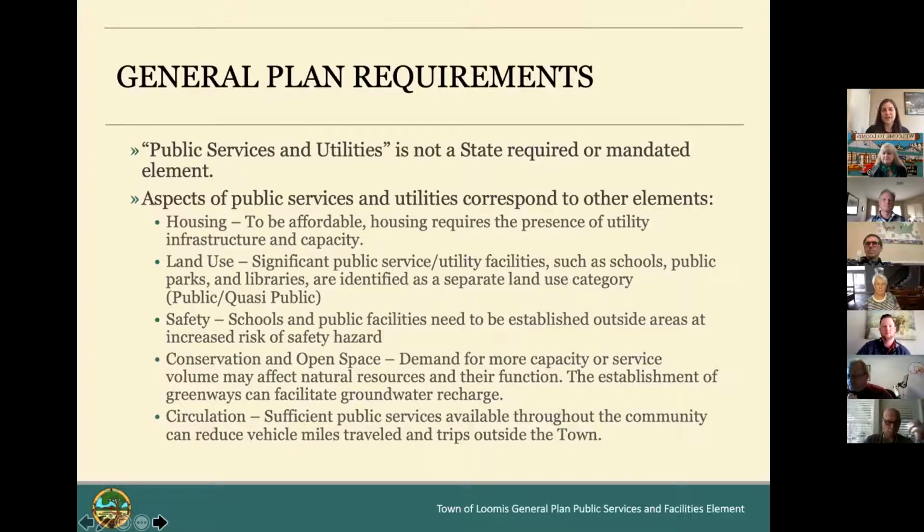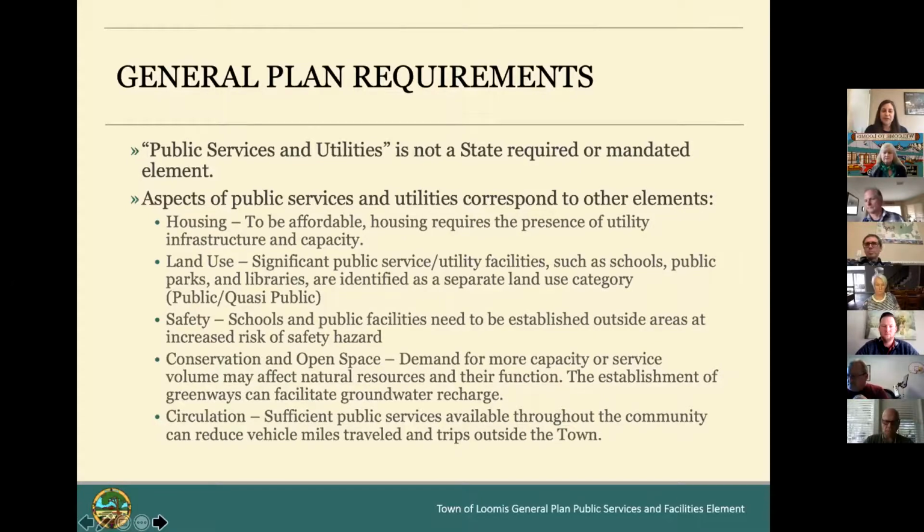So for example, in housing, to be affordable, housing requires the presence of infrastructure and capacity for new units. In relation to land use, there's public service and utility facilities such as schools or libraries that you might want to identify or have categories for. In terms of safety, you don't want to locate schools next to, say, a safety hazard like the railroad, which might cause quite a bit of noise, and that's a safety risk.